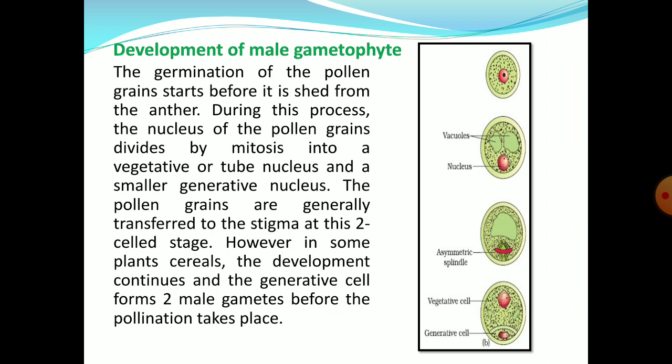In most of the cases, at this two-celled stage, the pollen grains are transferred to the stigma. But in some cases, like in some cereals, the generative cell further divides mitotically to form two male gametes before pollination. And at this three-celled stage, this pollen grain reaches the stigma. In the given figure, you may observe the vegetative cell and generative cell of a pollen grain.